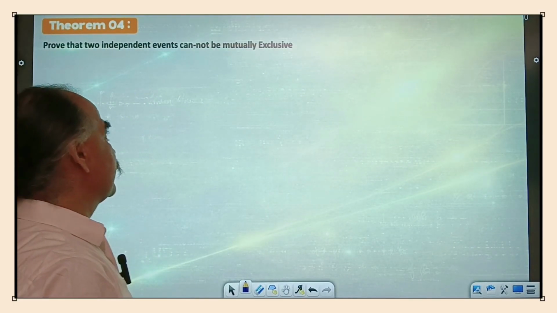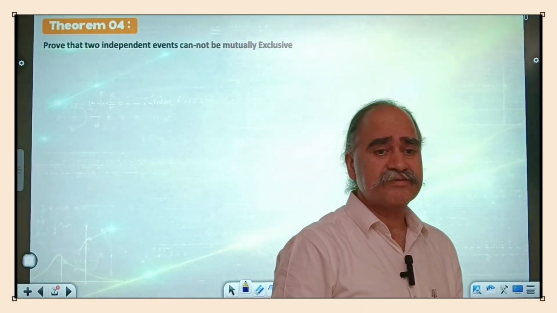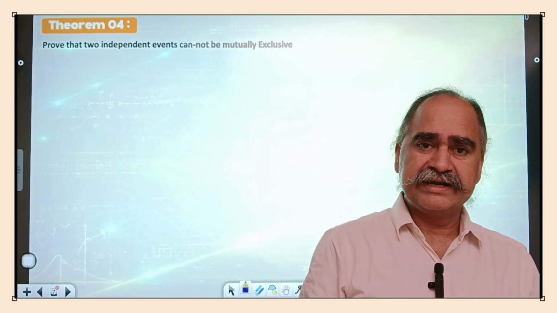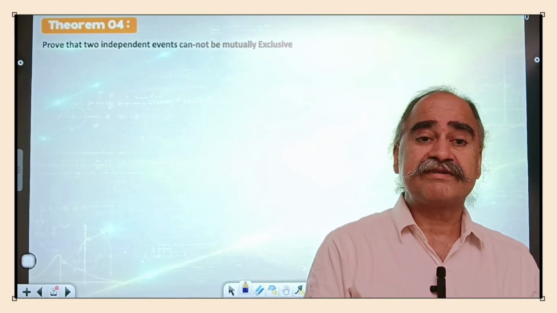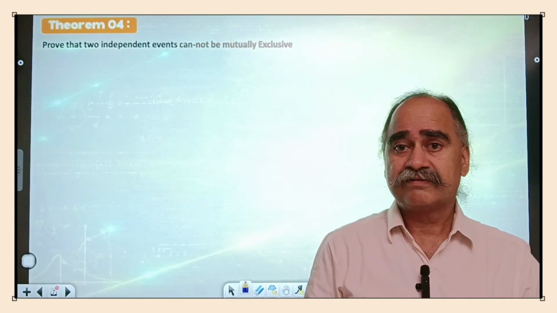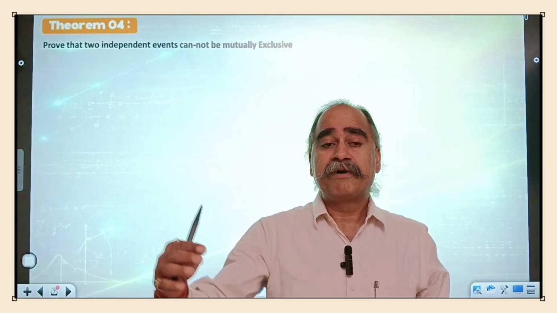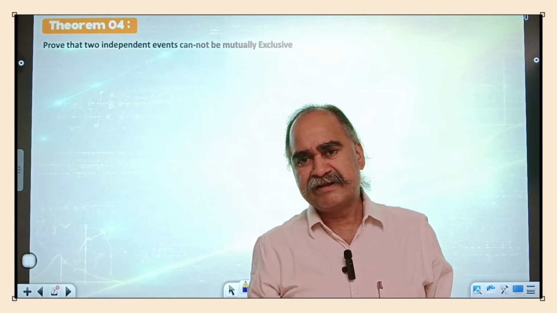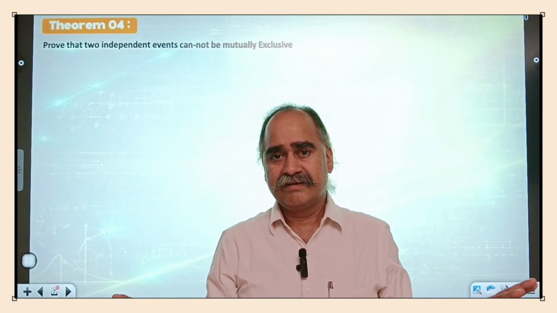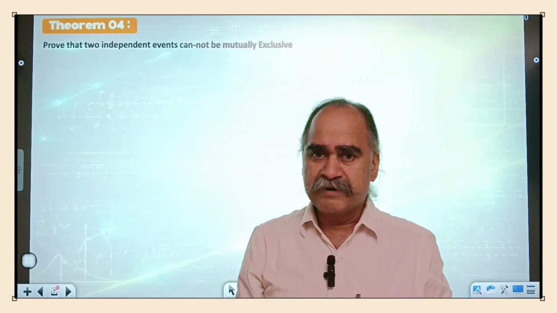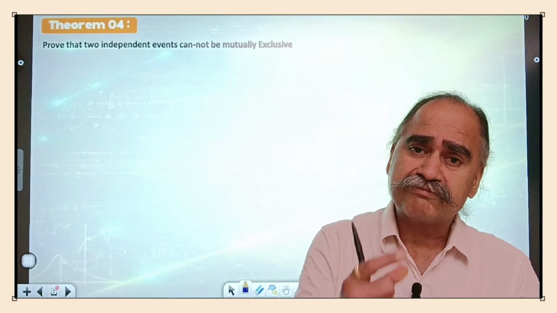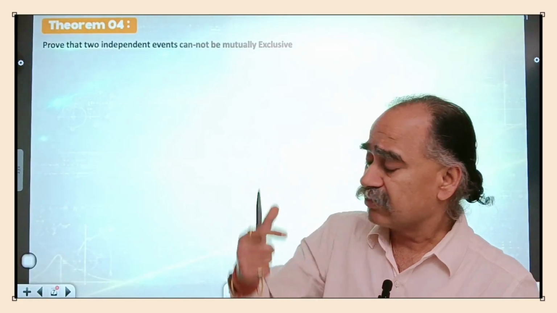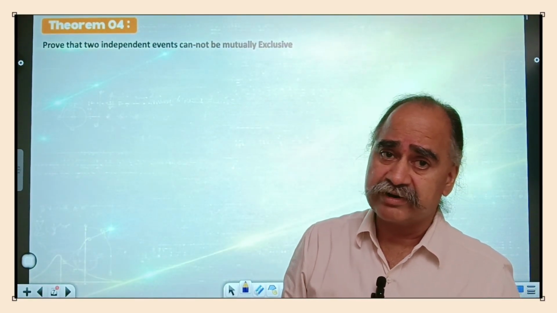Prove that two independent events cannot be mutually exclusive. Many students think that when events are independent, they should not have any common point. But there must be some common point. Because a person who is walking on the street, whom I don't know, the question of dependency or independency doesn't arise. So dependency or independency arises when some norms are common. That means they know each other. So here also they should have some common points.